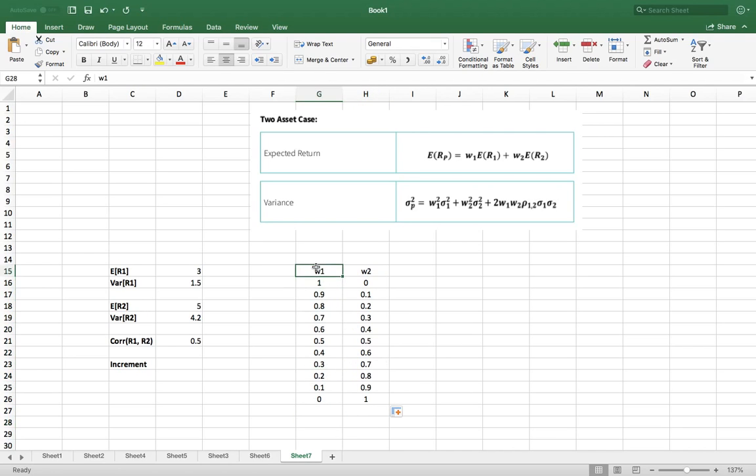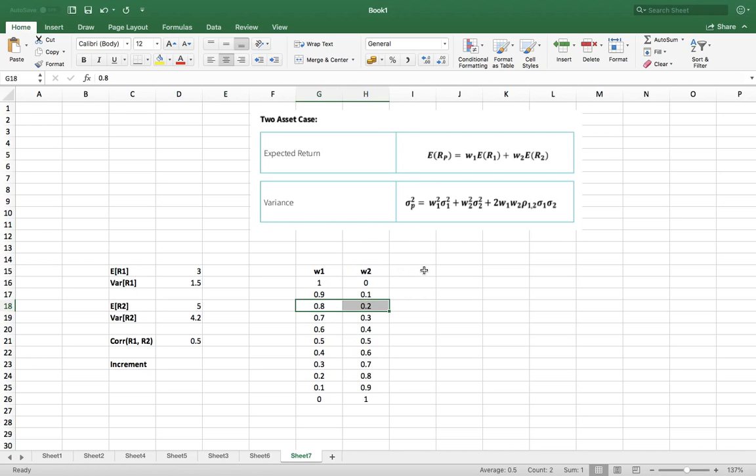So here are my weights for each of the possible portfolios. I'm going to construct 11 portfolios, determined by these weights. That's the first portfolio's weighting, that's the second, this is the third, and so on. From these, I'm going to try to find the one that has the minimum variance and also gives us the largest expected return at that minimum variance.